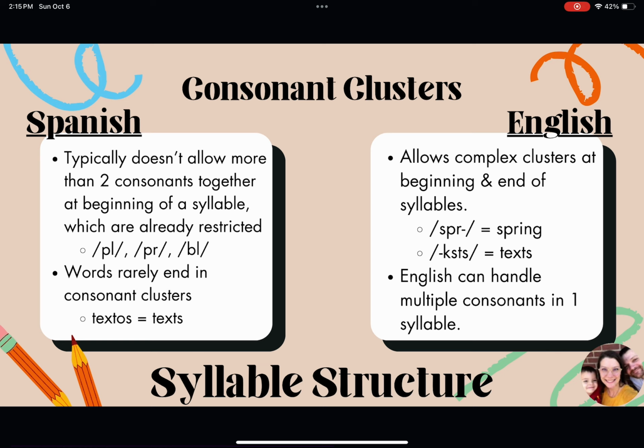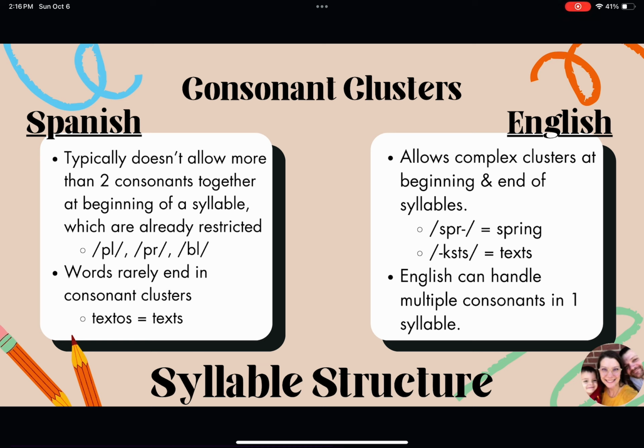The syllable structure of Spanish and English differs in terms of complexity and phonological constraints. One of the differences between English and Spanish syllable structure is how consonants can be clustered. English allows for complex consonant clusters, both at the beginning and end of syllables. For example, words like spring with the cluster spr or texts with the ending cluster ks demonstrate that English can handle multiple consonants together in a syllable.